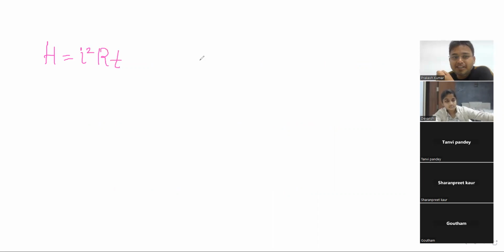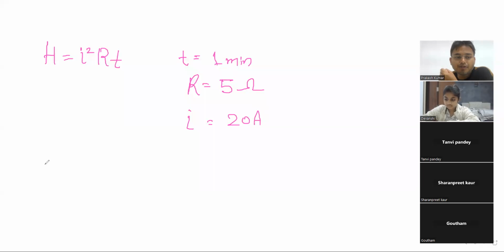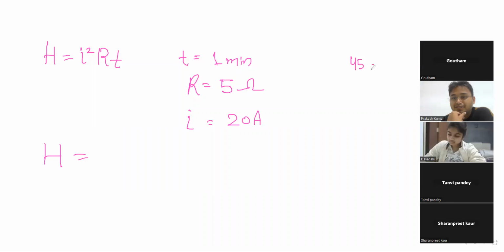So I give time equal to 1 minute, resistance equal to 5 ohm, current I equal to 20 ampere. What will be the value of heat? In the chat box, give me the answer. Maximum I will give 45 seconds. Gautam, tell the answer. Tell me directly the answer.